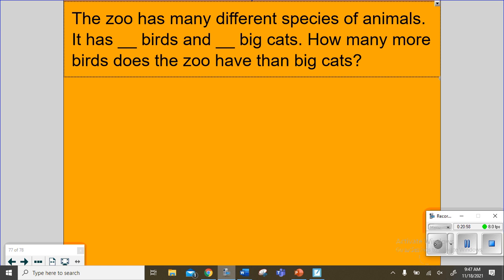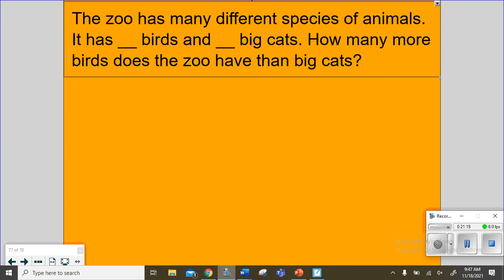Yeah, I'm wondering how many species of animals does this zoo have? Maybe it's a big zoo. Maybe it's a small zoo. We're not sure. Well, what are you noticing? What are you wondering? Where is this zoo? What is this problem having us count?